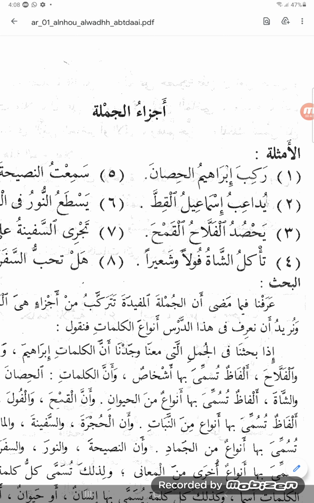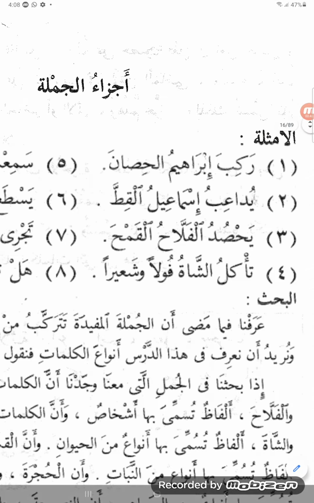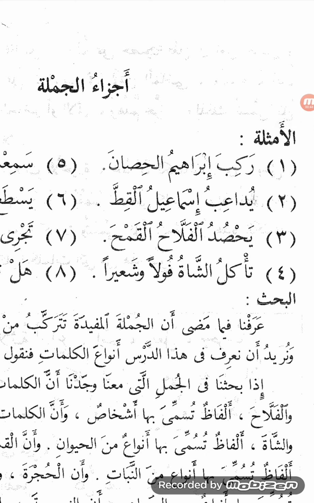The first example, Rakiba Ibrahimul Hisana. Ibrahim climbed the horse. Rakiba, climbed. Al-Hisana, horse. The second example, Yuda'ibu Ismailul Qitta. Ismail is caressing the cat. Yuda'ibu, caressing. Al-qitta, the cat.